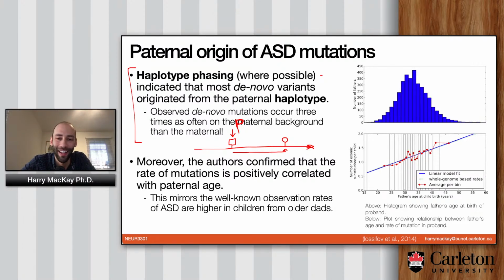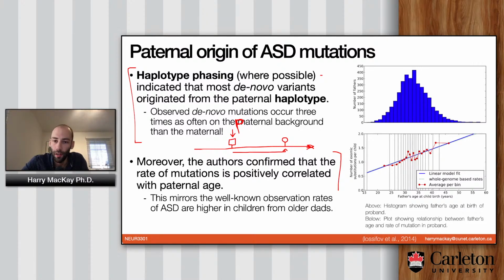It's like the difference in quality between a piece of furniture you get at IKEA and something you would get from a fine furniture place where everything's made by artisans. Anyway, the authors confirmed that the rate of mutations is positively correlated. The mutations come 3 times more often from dad's DNA than from mom's, and the rate of mutation is correlated with paternal age at the time of conception.